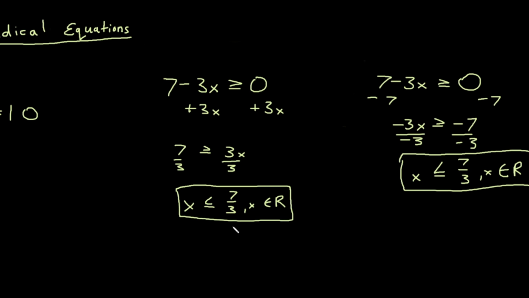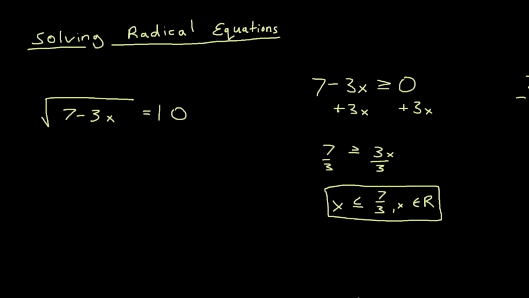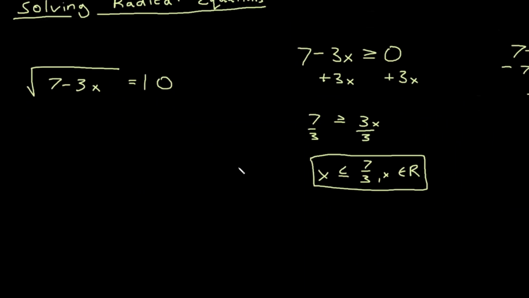So as you can see, these two answers are the same. Just one note if you're looking for the restriction: if you multiply or divide by a negative number, you have to switch the sign of your inequality. All right, now that we've defined the variable, let's get back to here. Just like before, let's square both sides to get rid of our root.